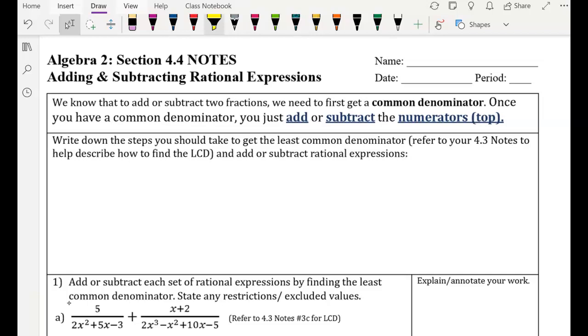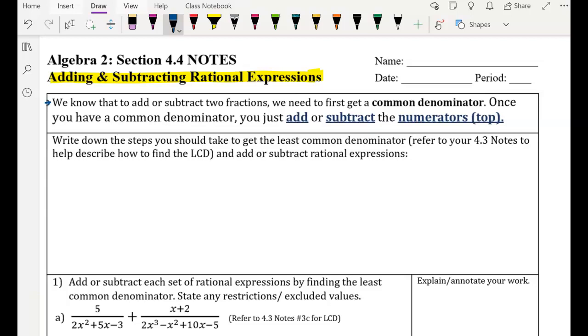The title for our section 4.4 is adding and subtracting rational expressions. Remember, we kind of broke it up for you guys. On 4.3, you were asked to find the common denominator, but right now we're going to use that skill to keep on moving, okay? So here we go.